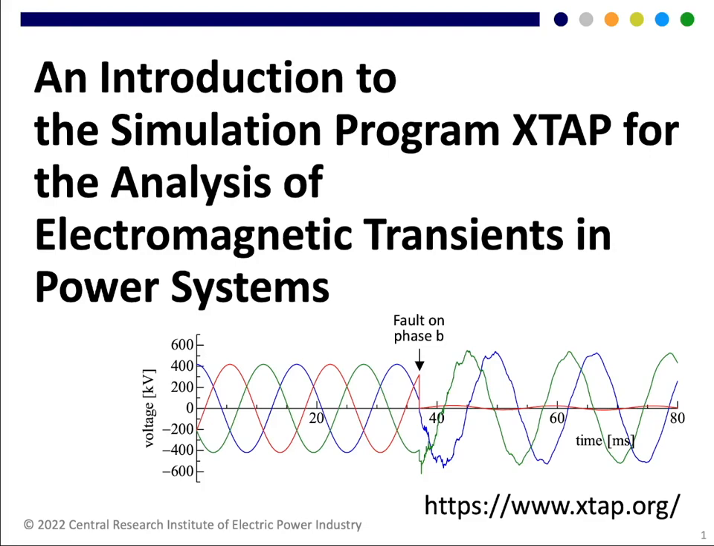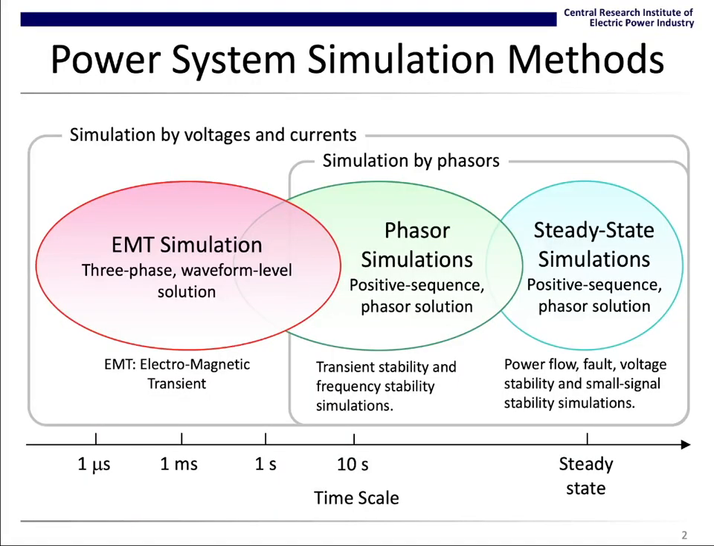Okay, before talking about XTAP, let's take a look at what are power system simulations. This figure organizes various kinds of power system simulations in terms of the order of the time scales of phenomena occurring in power systems. The horizontal axis shows the time scale conceptually. If you go to the left-hand side, faster phenomena are shown. The right-hand side shows slower or finally steady-state phenomena.